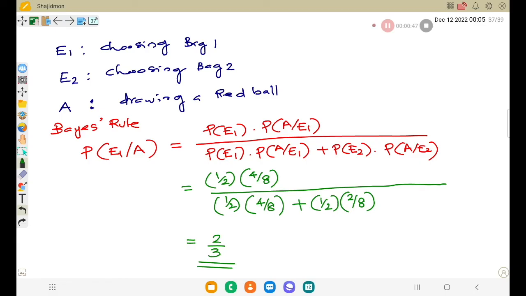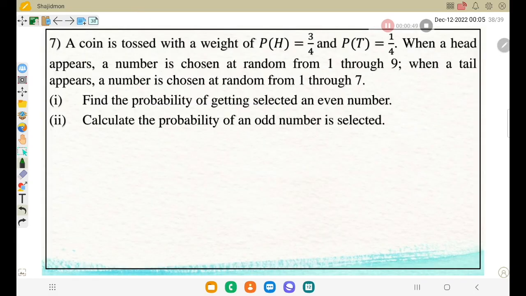Okay. Now let me go to the last question. A coin is tossed with a weight, probability of head equal to 3 by 4, probability of tail equal to 1 over 4. When a head appears, a number is chosen at random from 1 to 9.